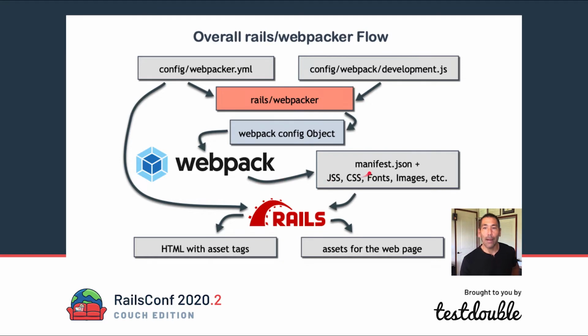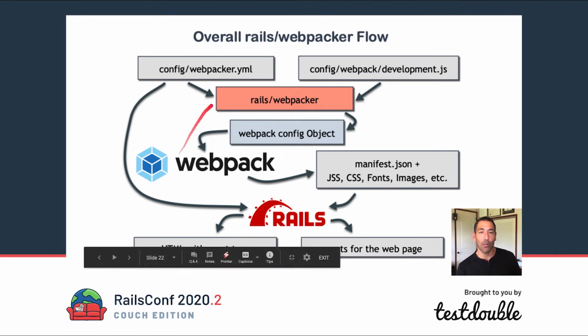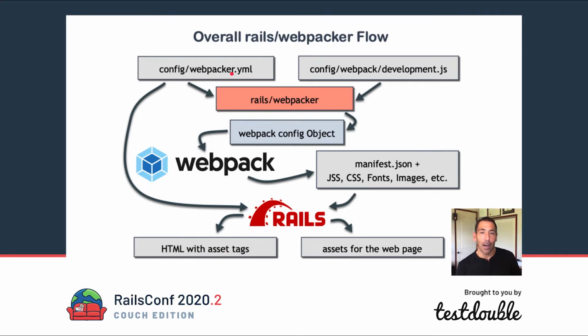It's going to run Webpack. That's going to create this manifest JSON, these static assets. That's going to go into Rails. And it's going to create the HTML sent over to Rails. It's going to have the right asset tags. And Rails is going to be ready to serve those statically created assets.